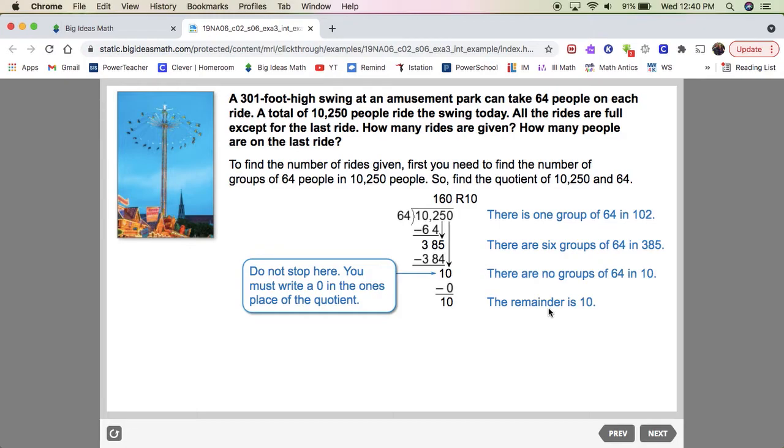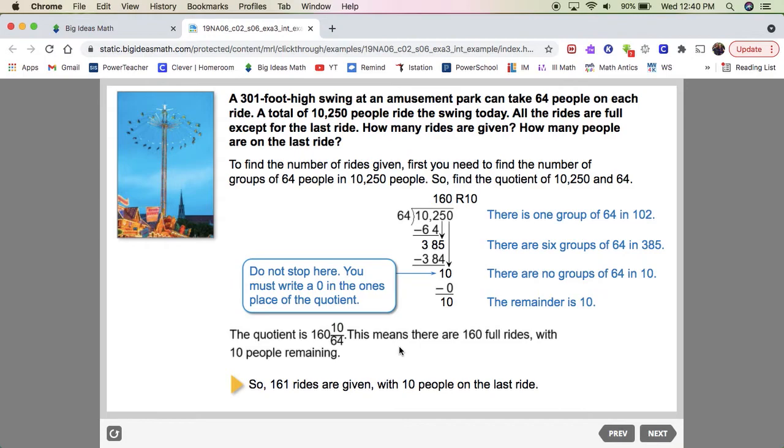So how many rides were given? Well, you would think it's 160, but it's actually 161. There were 160 full rides where it was full, packed out. And then on that last ride, there were only 10 people. That would be kind of freaky. If it could hold 64 people and there's only 10 people in there, that might freak me out. Doesn't matter.